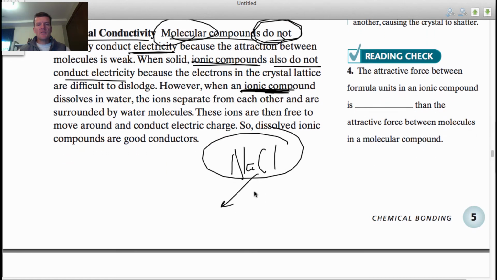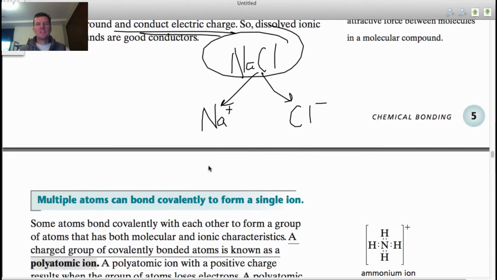But if you put it into water, those are going to be split apart, and you're going to have these charged particles in water. Now they will conduct electricity. Okay? They will conduct electricity. Ions are then free to move and conduct electric charge.